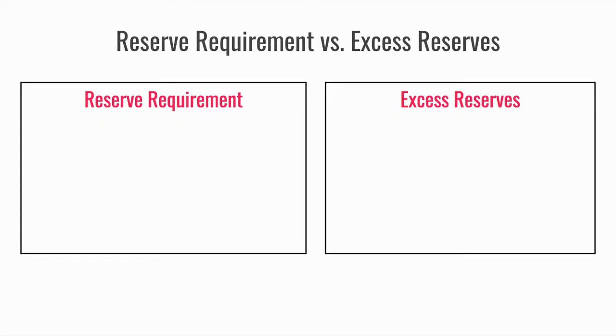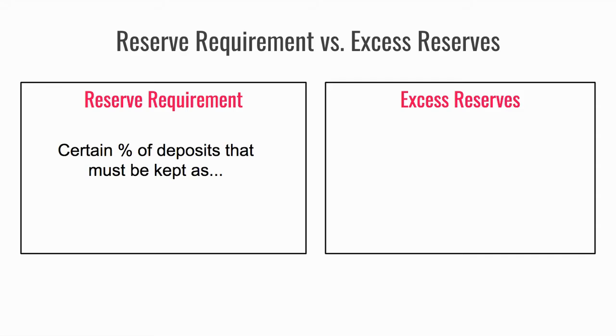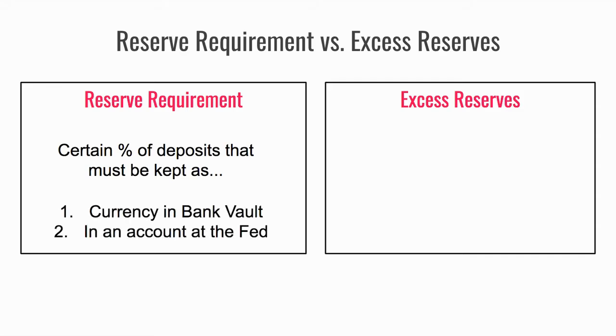We're going to move on to an important idea: reserve requirement and excess reserves. The reserve requirement is a percent of deposits that need to be kept within the bank itself. So a certain percent of deposits need to be kept as either currency in the bank vault or in an account at the Federal Reserve. Money that is in reserves does not earn interest, and it's not counted as part of the money supply. So this is money that the banks need to keep on hand just in case.